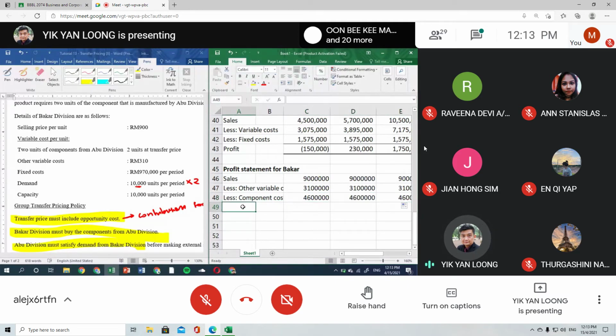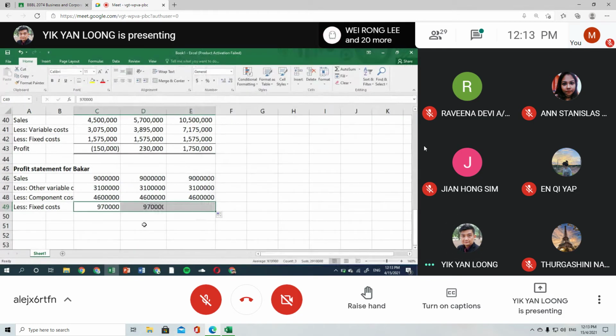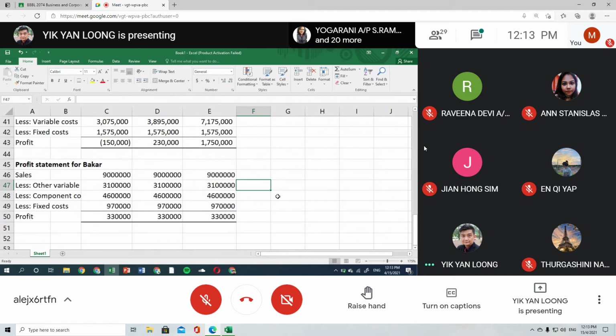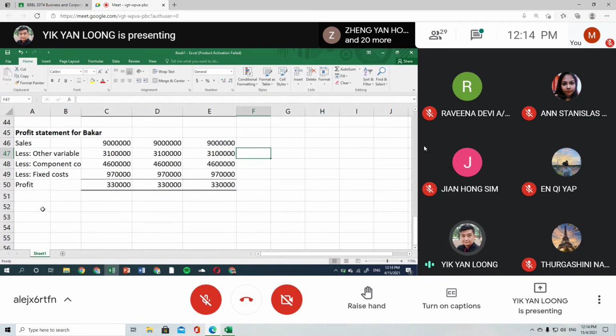And lastly is the fixed cost. So I need to less fixed cost. Now the fixed cost here is 970,000. And that's it. So profit will be the sales less variable cost, less component cost, less fixed cost. So what is the implication on the overall gross profit?